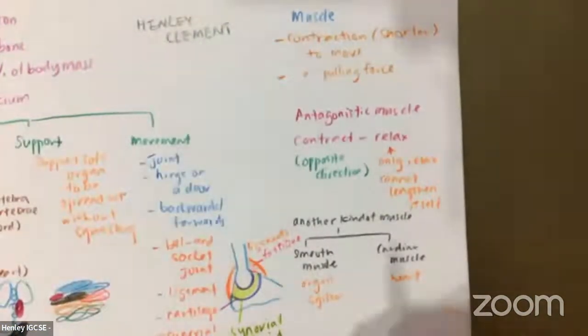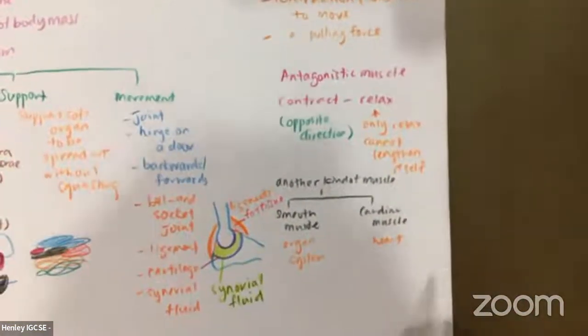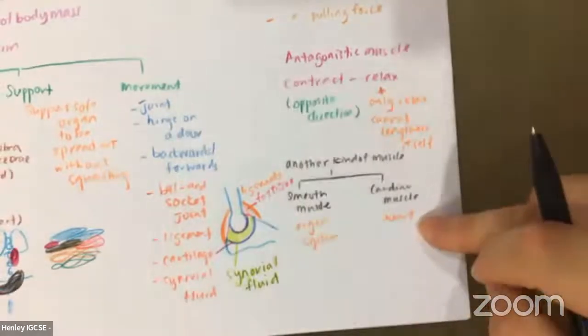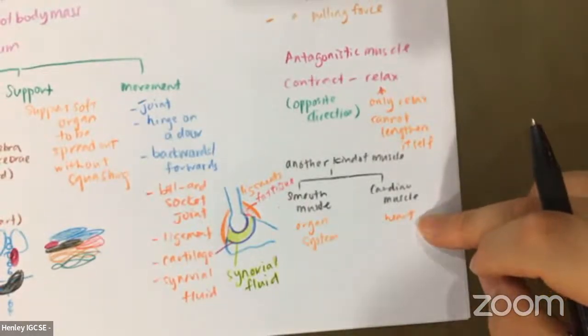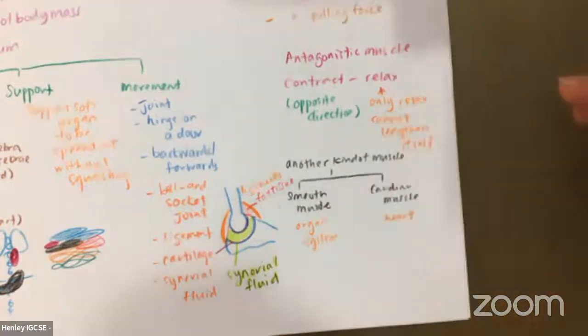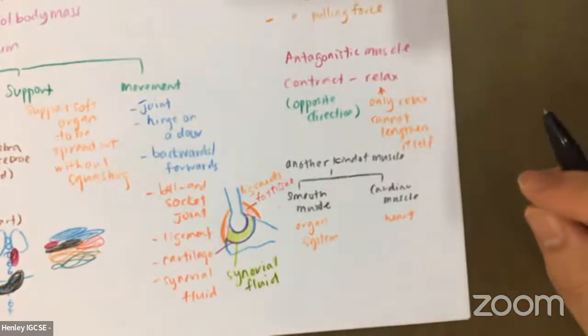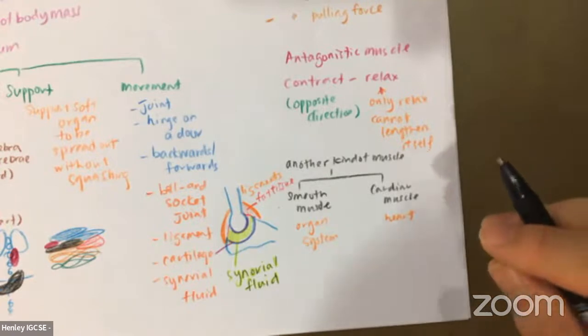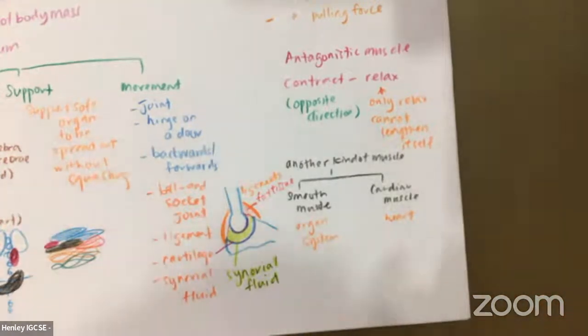Other kinds of muscle, just now what we learned, are cardiac muscle for the heart, and we have smooth muscle for the organ system. For example, for the digestive system, all the inner wall of the organ should be very smooth. If not, the food cannot go down to your body.